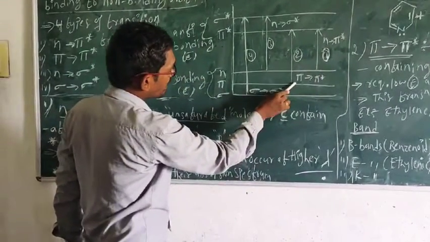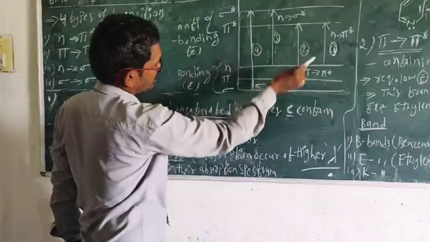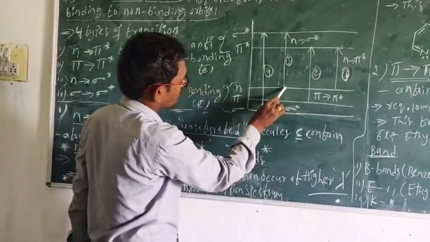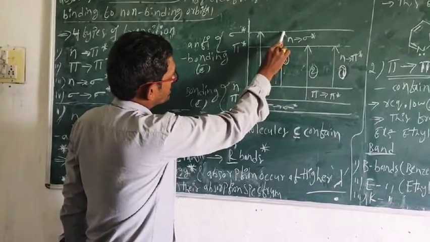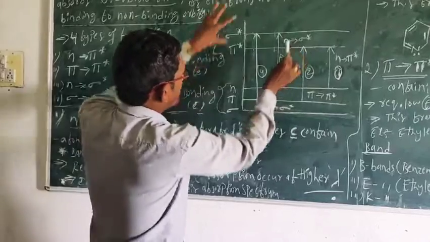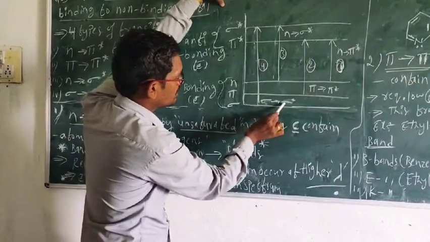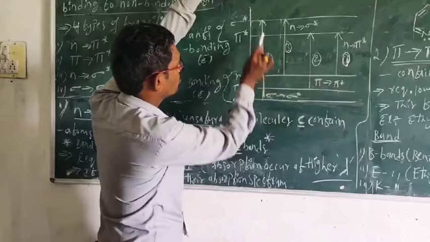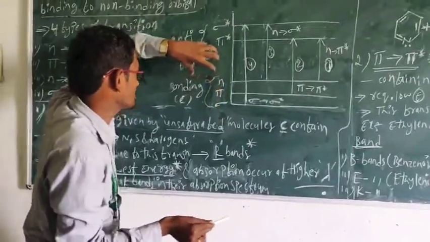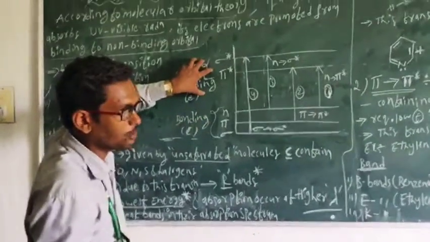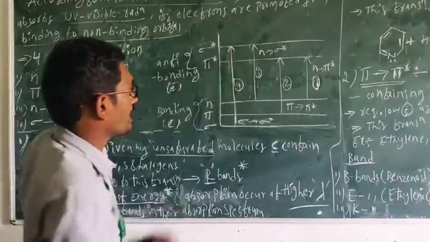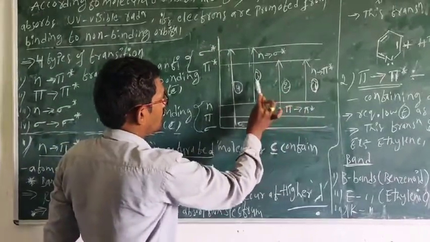Then the second one, pi electrons are moving to pi star transition. Then the third type, again non-bonding electrons are moving to sigma star. This is n to sigma star. And the fourth one is sigma to sigma star transition. These sigma electrons are moving to sigma star. This is the excited state; here it is the ground state. This is the bonding position, this is the anti-bonding position. These 4 types of transition occur according to this sequence.